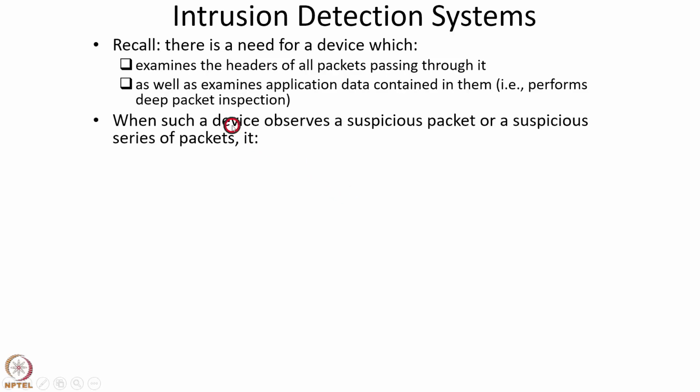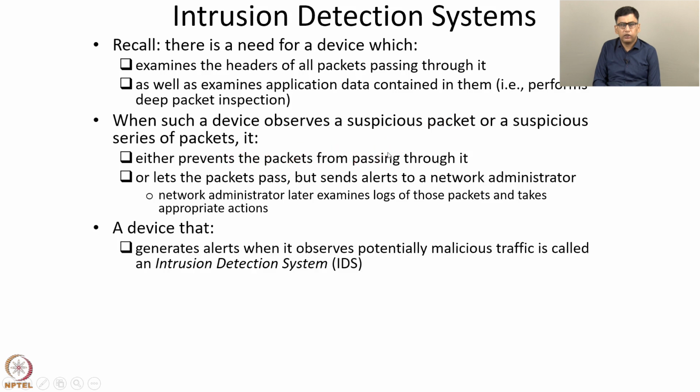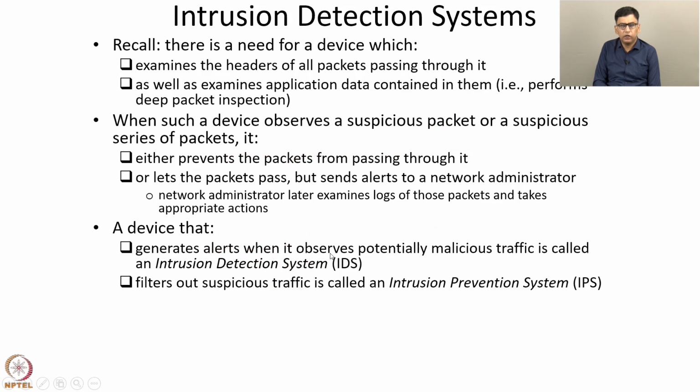When an intrusion detection system observes a suspicious packet or a suspicious series of packets, the device may either prevent the packets from passing through it, or it may let the packets pass but send alerts. A device that generates alerts when it observes potentially malicious traffic is called an intrusion detection system, and a device that filters out suspicious traffic is called an intrusion prevention system.